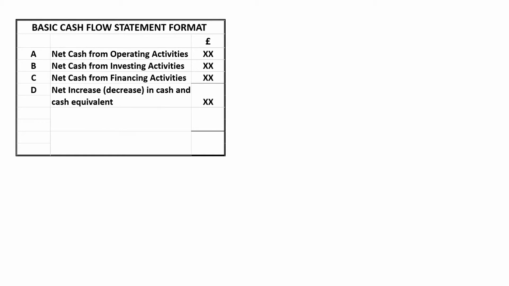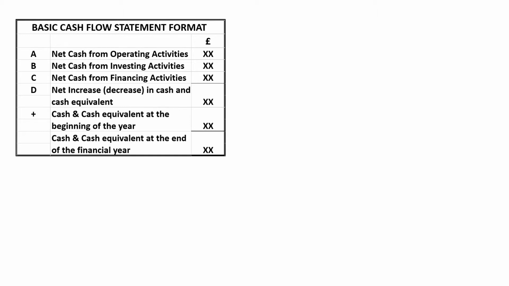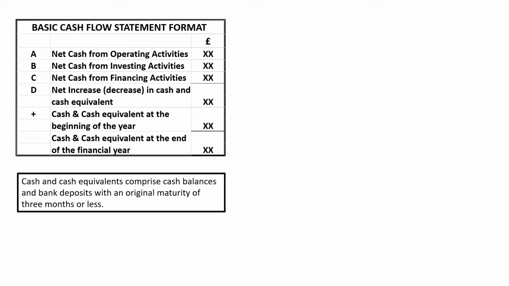As you can see, they're netted off, and you can either have a net increase or a decrease in cash and cash equivalents, and that is then added to the opening balance of the cash at the beginning of the year to produce a closing balance at the end of the financial year. The words cash and cash equivalents comprise cash balances and bank deposits with an original maturity of 3 months or less.